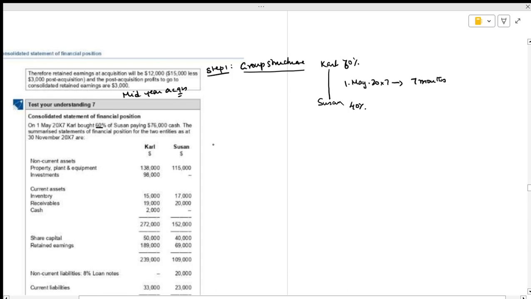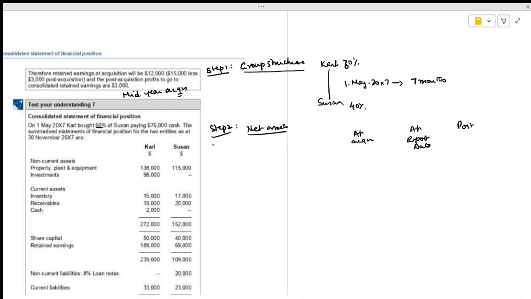What is there? You have to do step 2. Net assets of subsidiary. Net assets at acquisition, at reporting date, post acquisition profits. How much is the share capital? Share capital is 40,000. Share capital will remain the same.